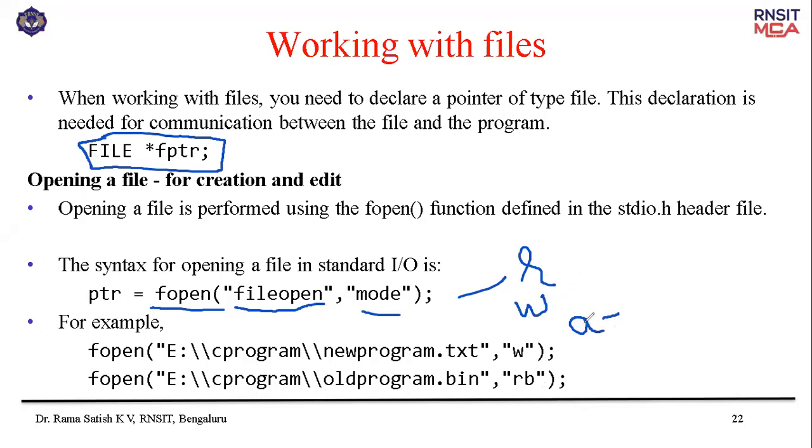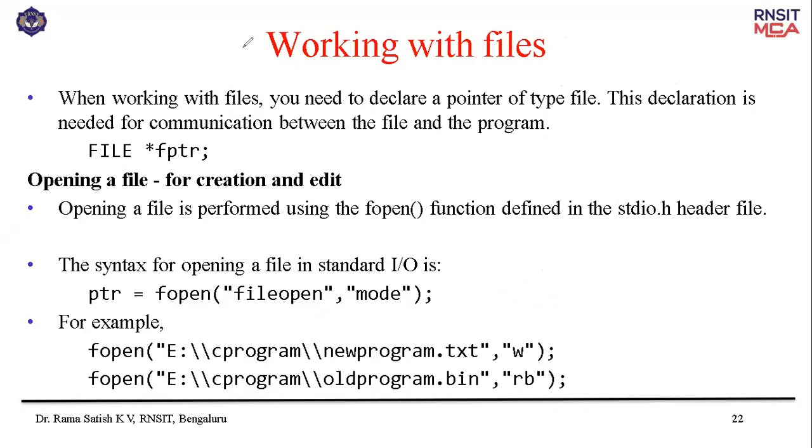Sometimes along with read, write, append, you use a special symbol called B. You can see, in RB, B indicates it is a binary file. That is what you should understand. If you don't give anything, it is automatically treated as a text file. This concept you should never forget. So fopen opens the file in write mode or read mode or append mode. And if you add the B character along with read, write, append, then it is a binary file.